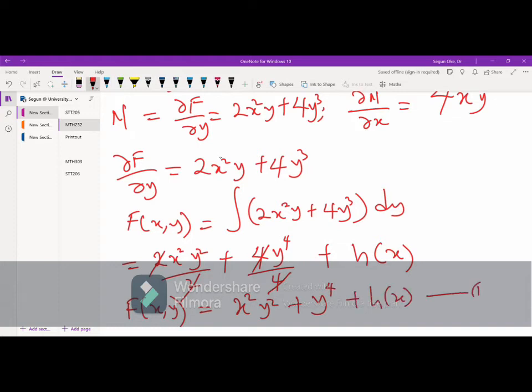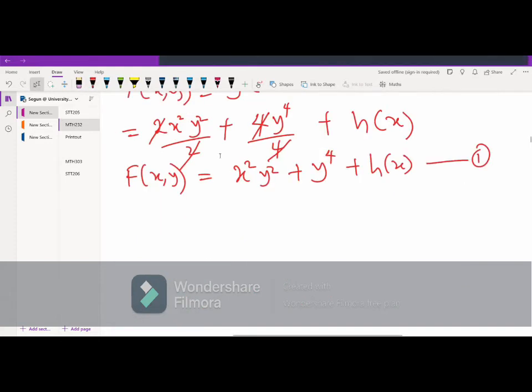Call this one equation 1. So the next thing is to differentiate with respect to x. The F, the x. If I'm differentiating with respect to x, what do I have? 2x y squared. When you differentiate this one with respect to x, what do you have?